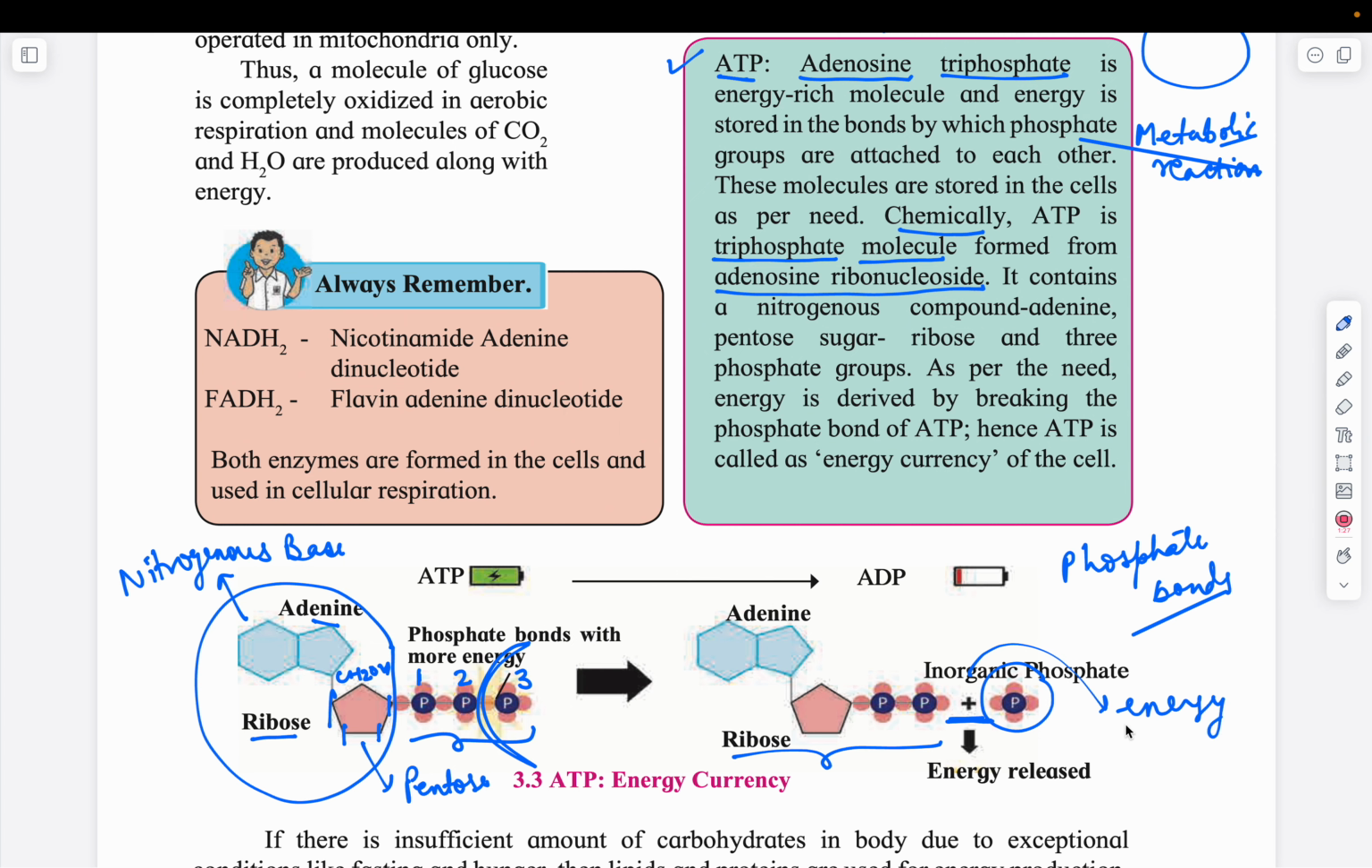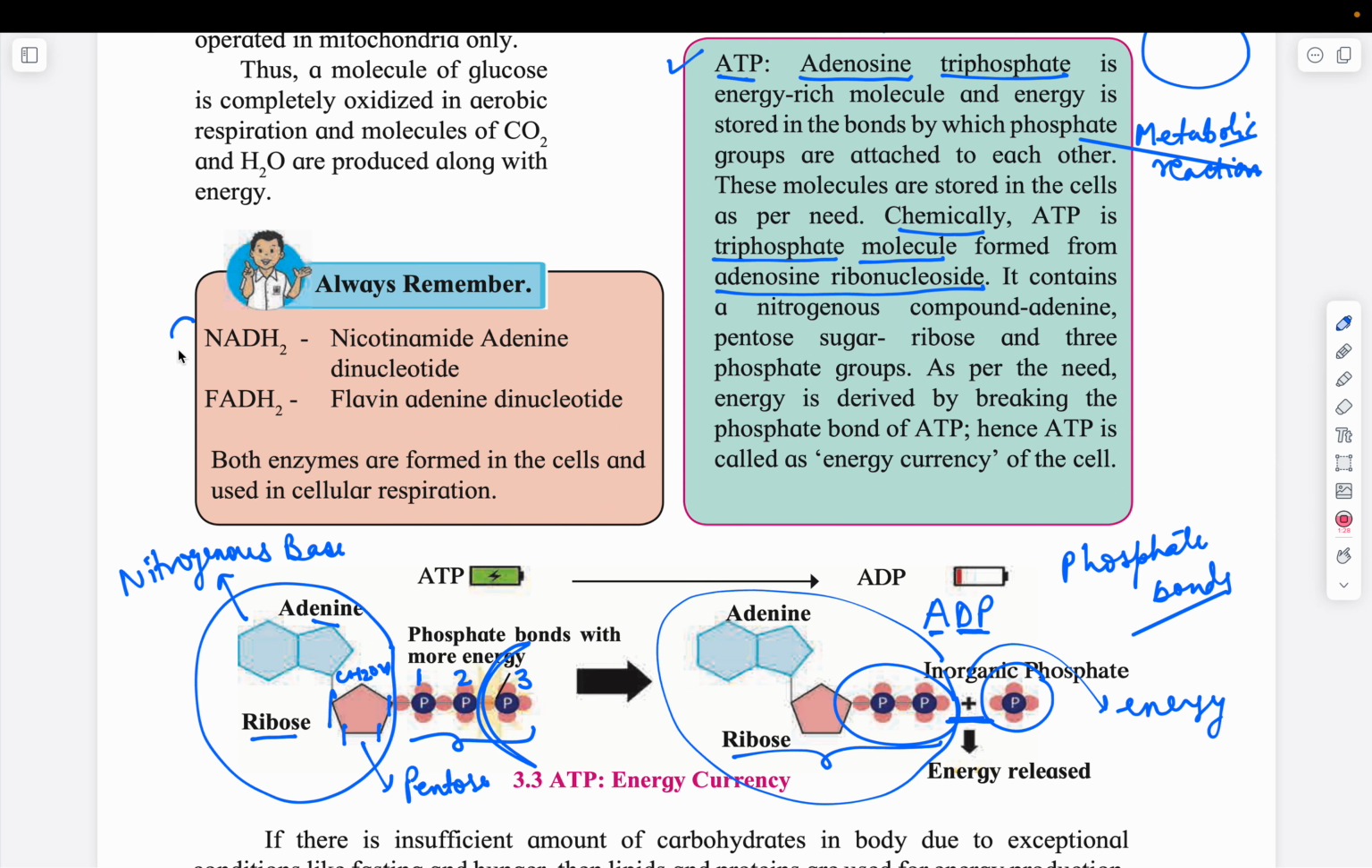right? This is basic chemistry: whenever bonds break, they produce energy. Whenever bonds are created, they absorb energy, right? So this is how energy is produced, and this molecule is now converted into ADP. Now this is adenosine diphosphate. Why is this diphosphate? Because only 2 phosphate groups are attached here.